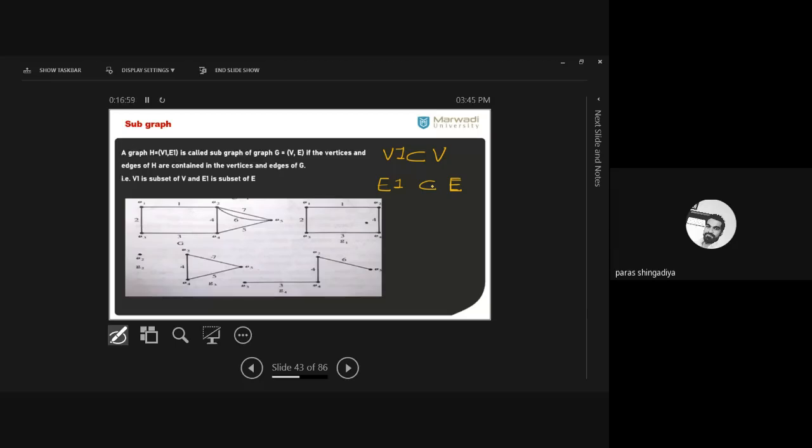V1 to V4, which include 7 edges. Clear? And now these are the parts. First is G1, which includes this square V1, V2, V3, V4. Clear? That is called a subgraph. G1 is known as a subgraph.